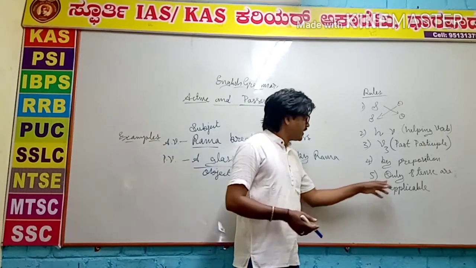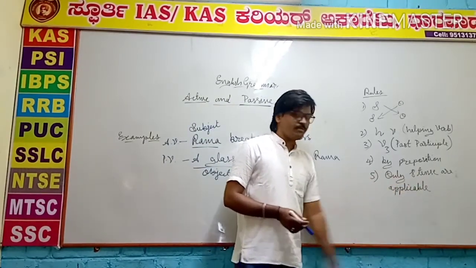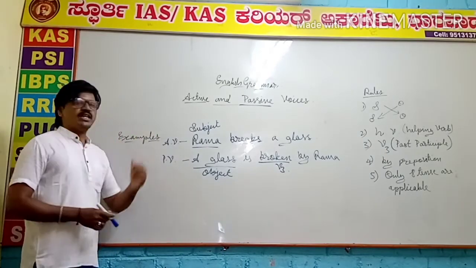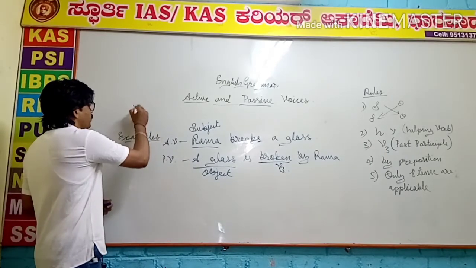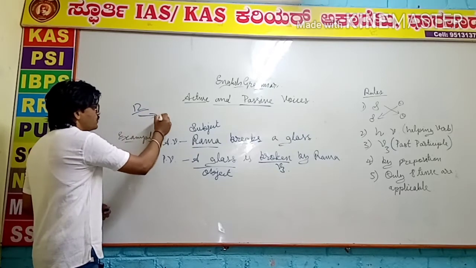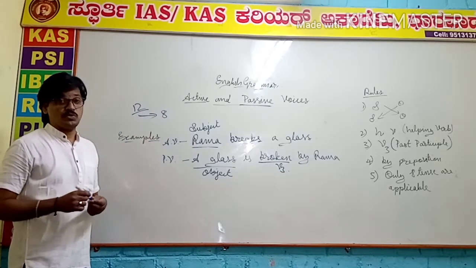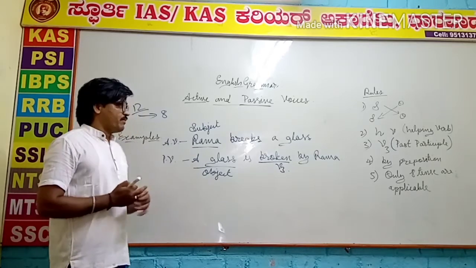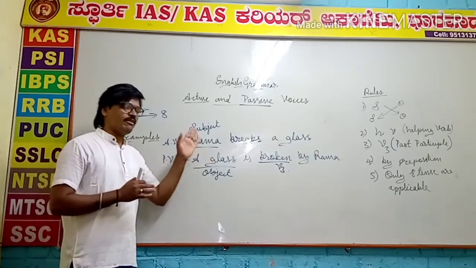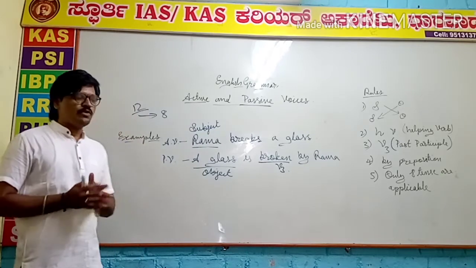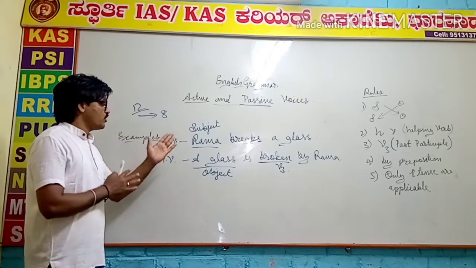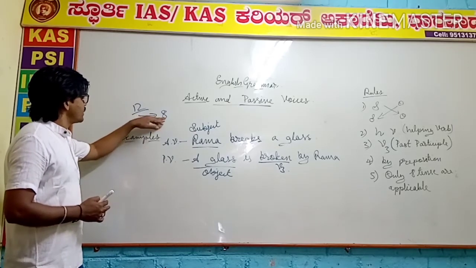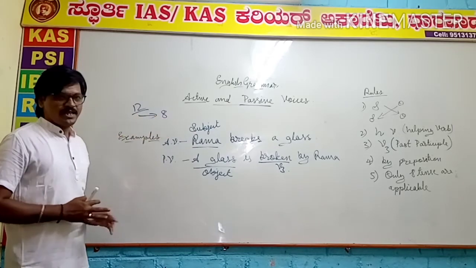Okay, next: only 8 tenses are applicable to change into passive voice. Clear now? So how many tenses are there in total? 12 tenses. Here we will use only 8 tenses. Which are those? That is important. Before learning this, you should have knowledge of all the tenses. So, there are 12 tenses, and I said 8 tenses.